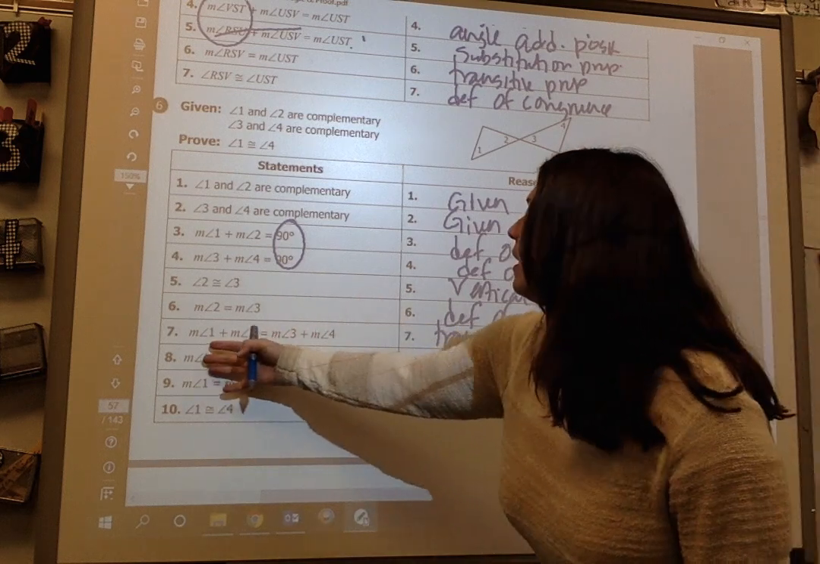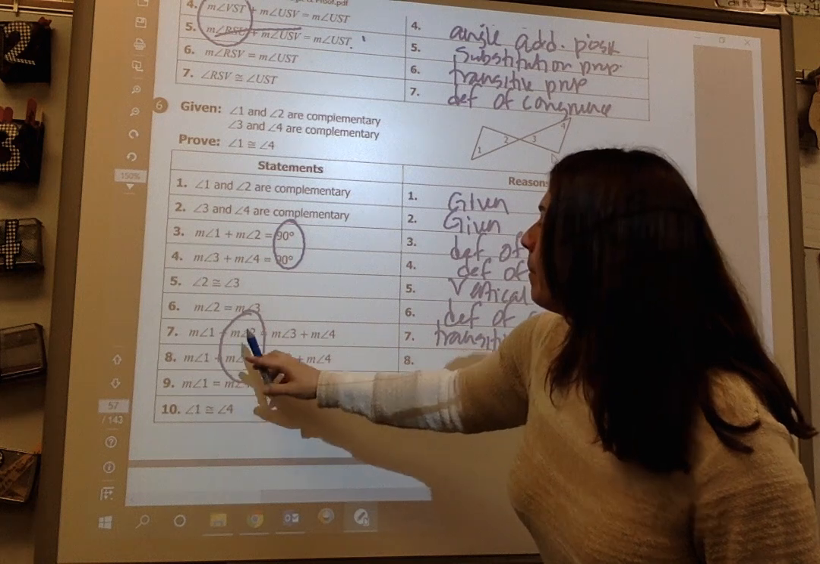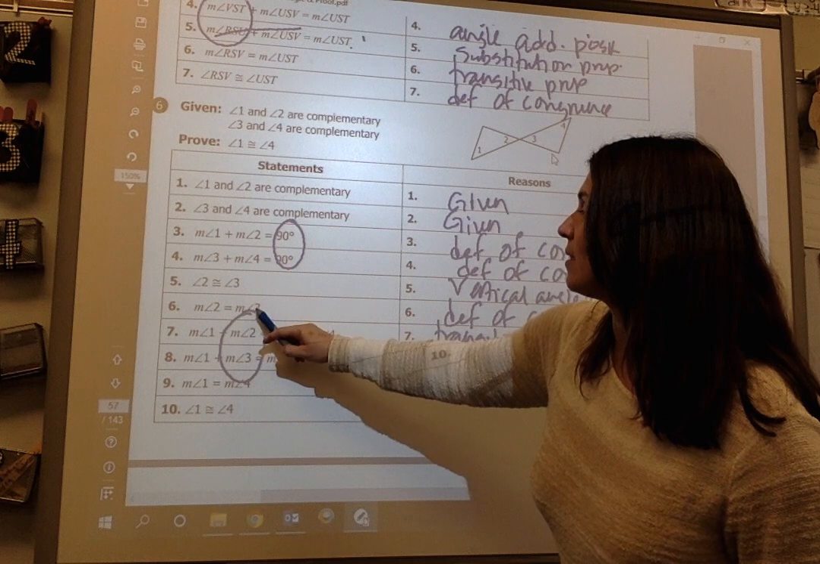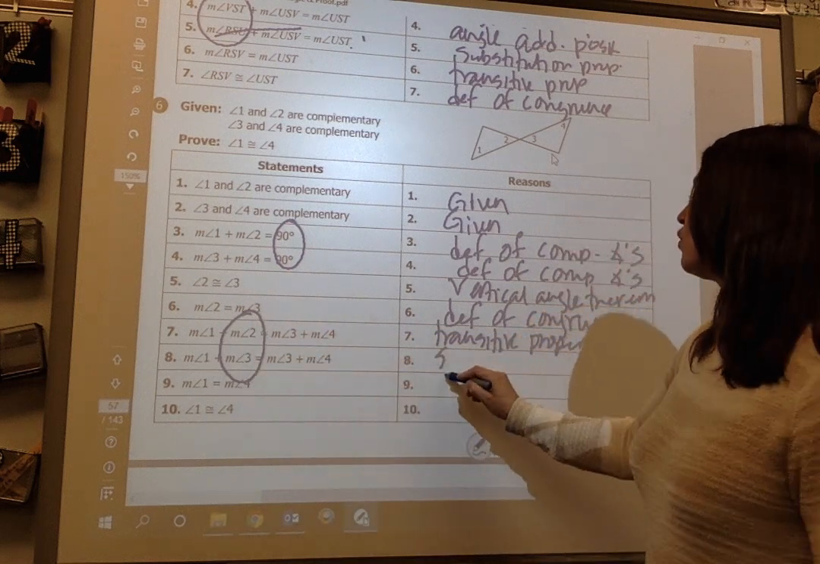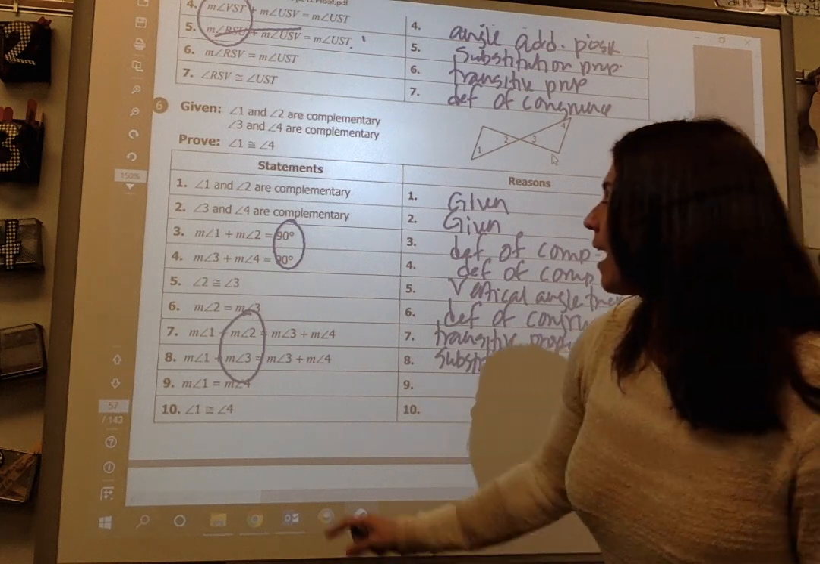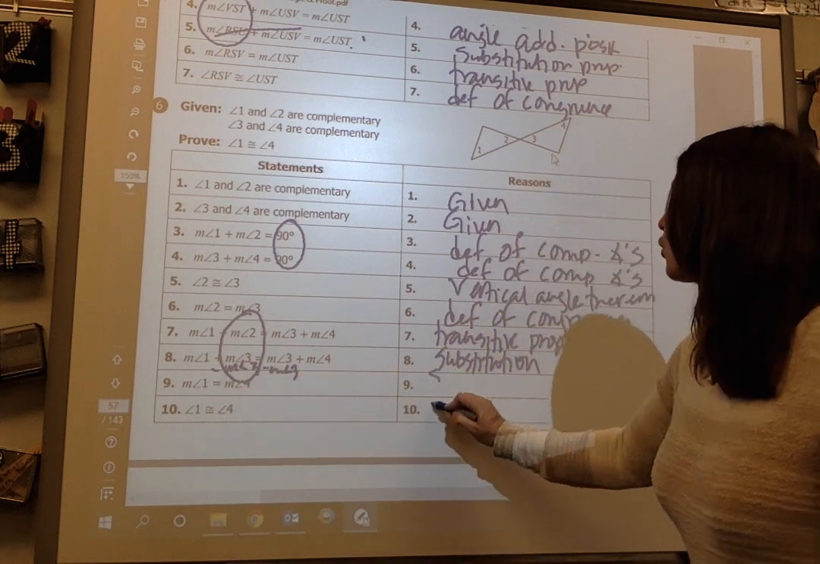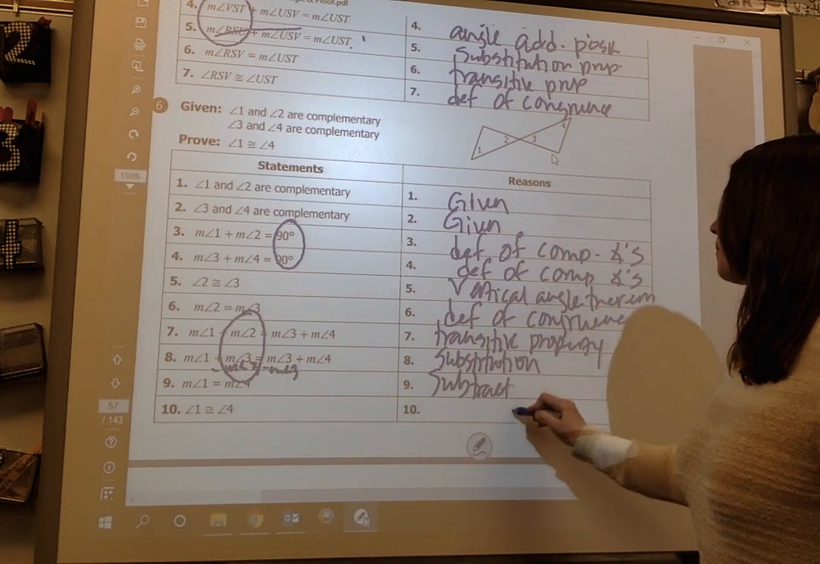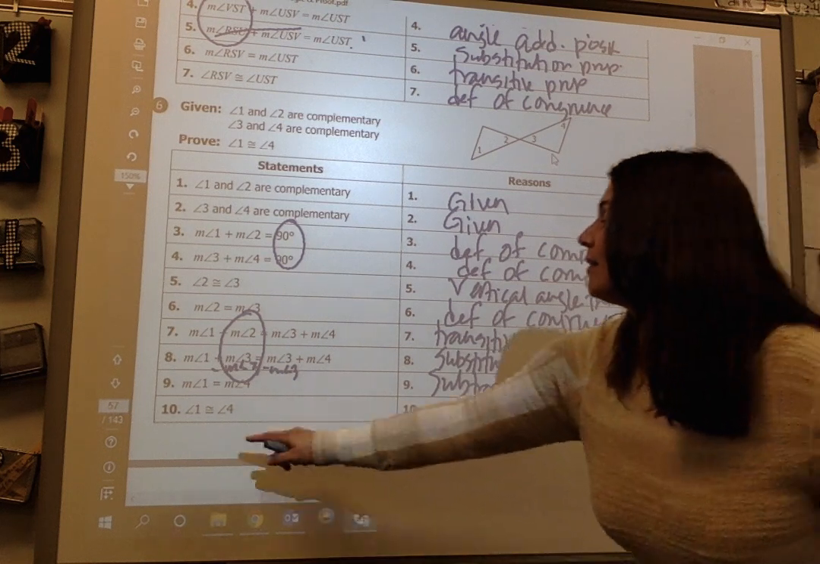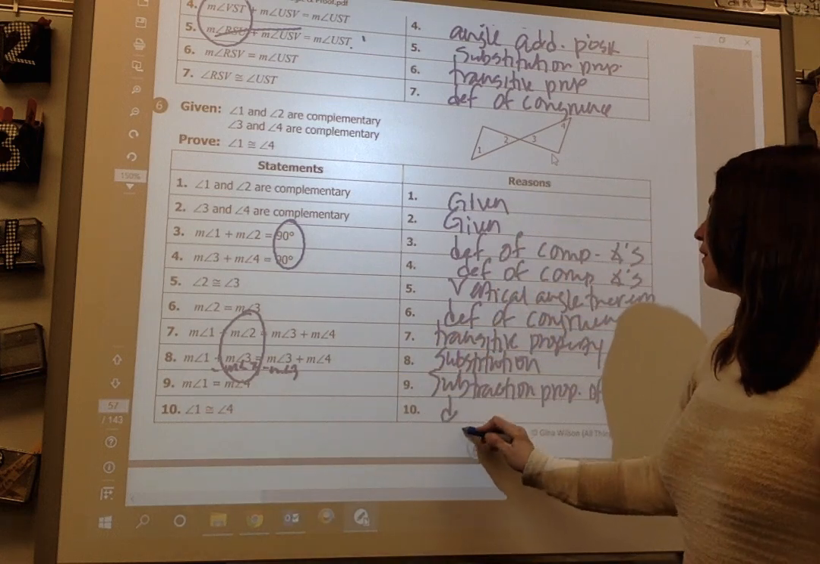Okay? Everything looks the same except the measurement of angle 2 and the measurement of angle 3. But here I'm saying that the measurement of angle 2 is equal to the measurement of angle 3. So because here I can now use substitution to make that claim. And now if I subtract away the measurement of angle 3 on both of those sides, my subtraction property of equality, I get down here to the angle 1 is now congruent to angle 4, and that's a definition of congruence.